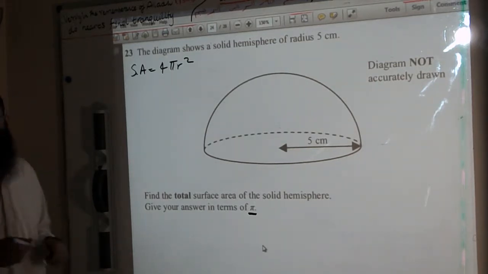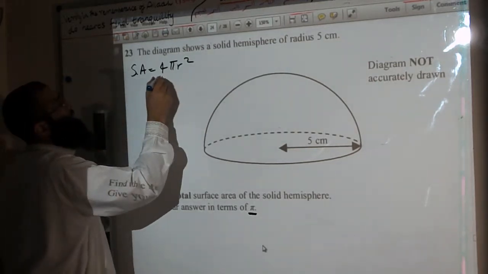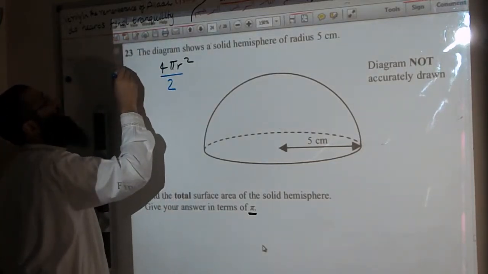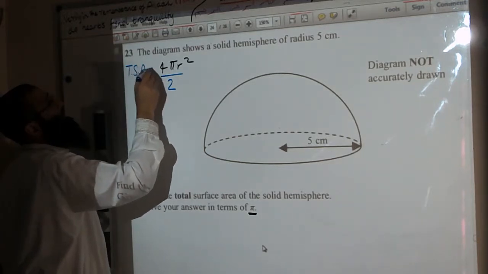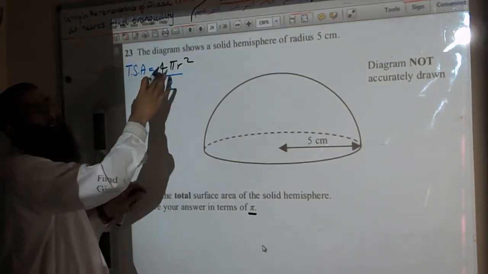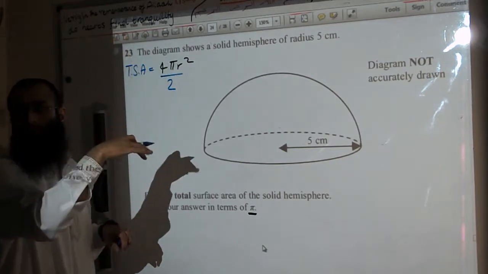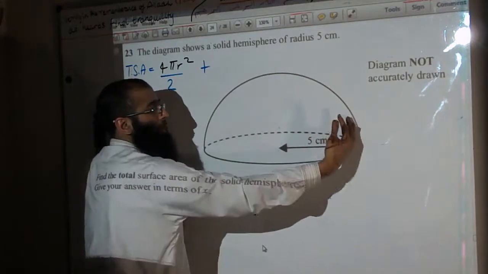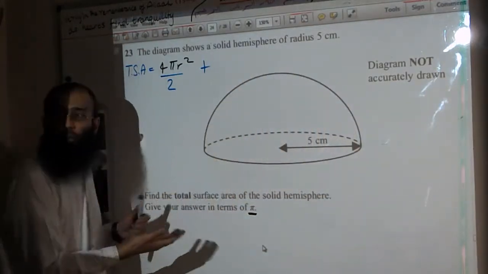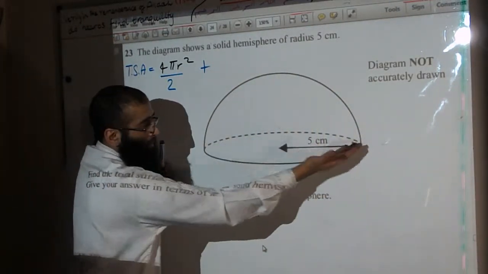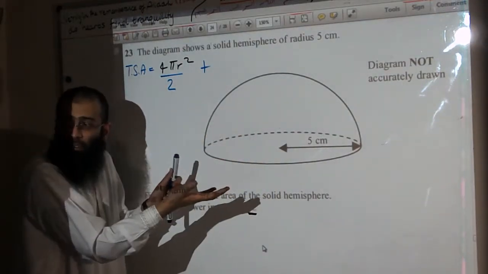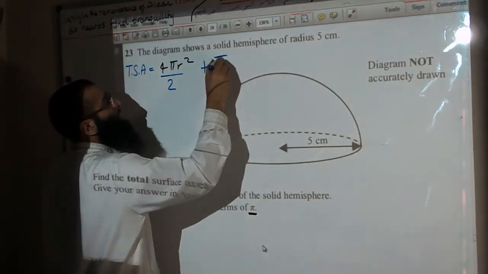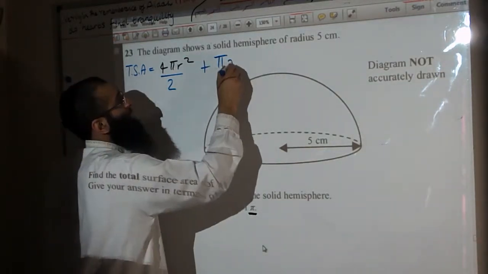So what do we do to that formula? Half it. So we have to half this formula: 4 pi r squared divided by 2. And then what we're going to add to it is the area of the flat circle on the face, the flat base, which is the circle at the bottom part there. And what's the area of a circle? Pi r squared.